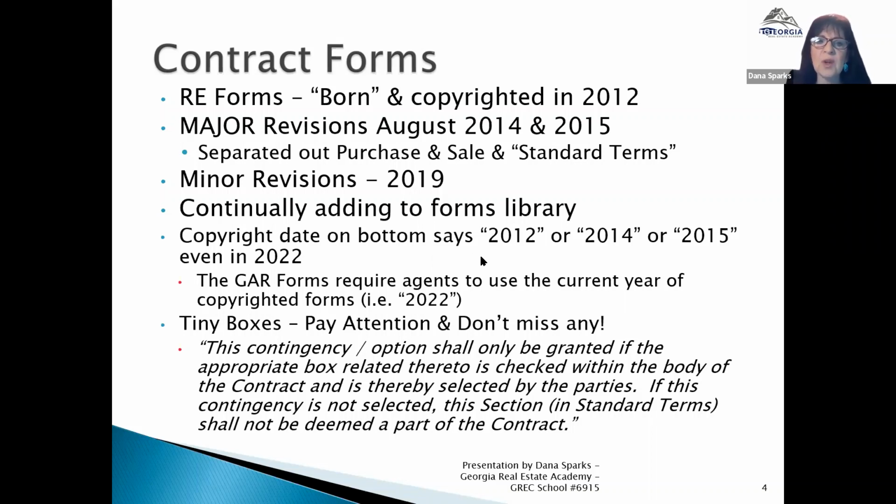One other thing in general, the RE forms have teensy check boxes. As an agent, you have got to be extremely careful and make sure that those boxes are checked, or that provision is not part of the contract, even if something is filled in. You'll see what I mean as I get to the forms. And this is just what it says in the standard terms: this contingency option shall only be granted if the appropriate box related thereto is checked within the body of the contract and is thereby selected by the parties. If this contingency is not selected, this section shall not be deemed part of the contract. And you'll see what I mean as I get a little bit further on.